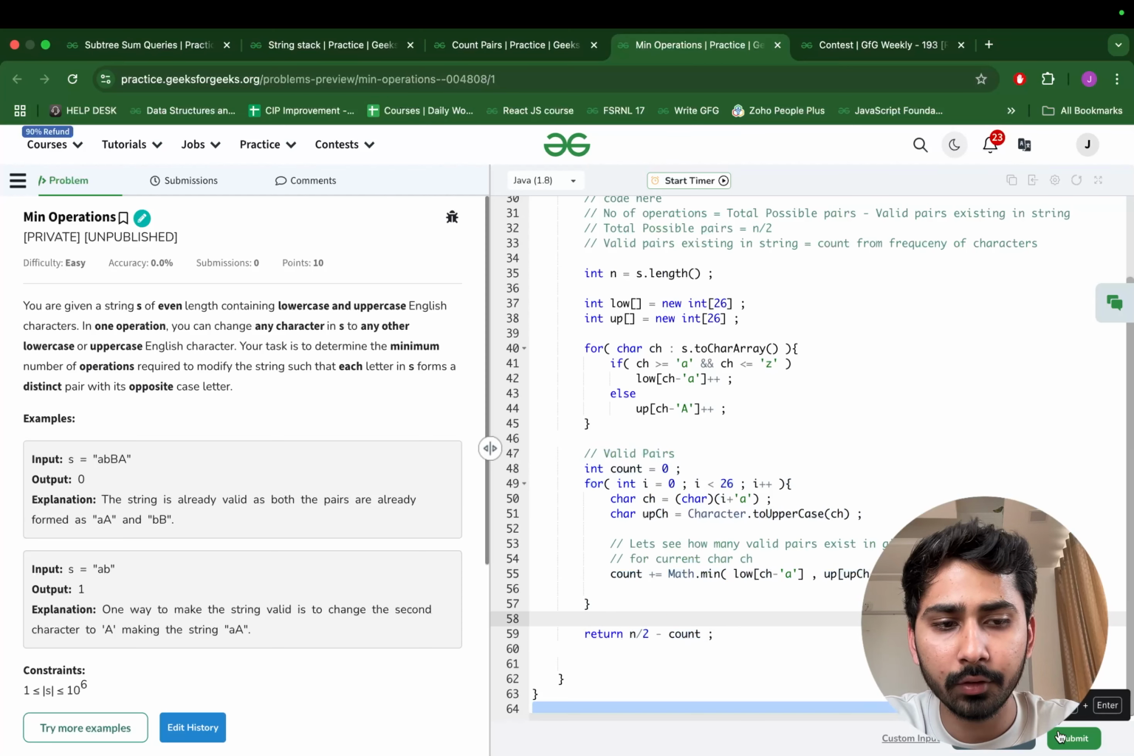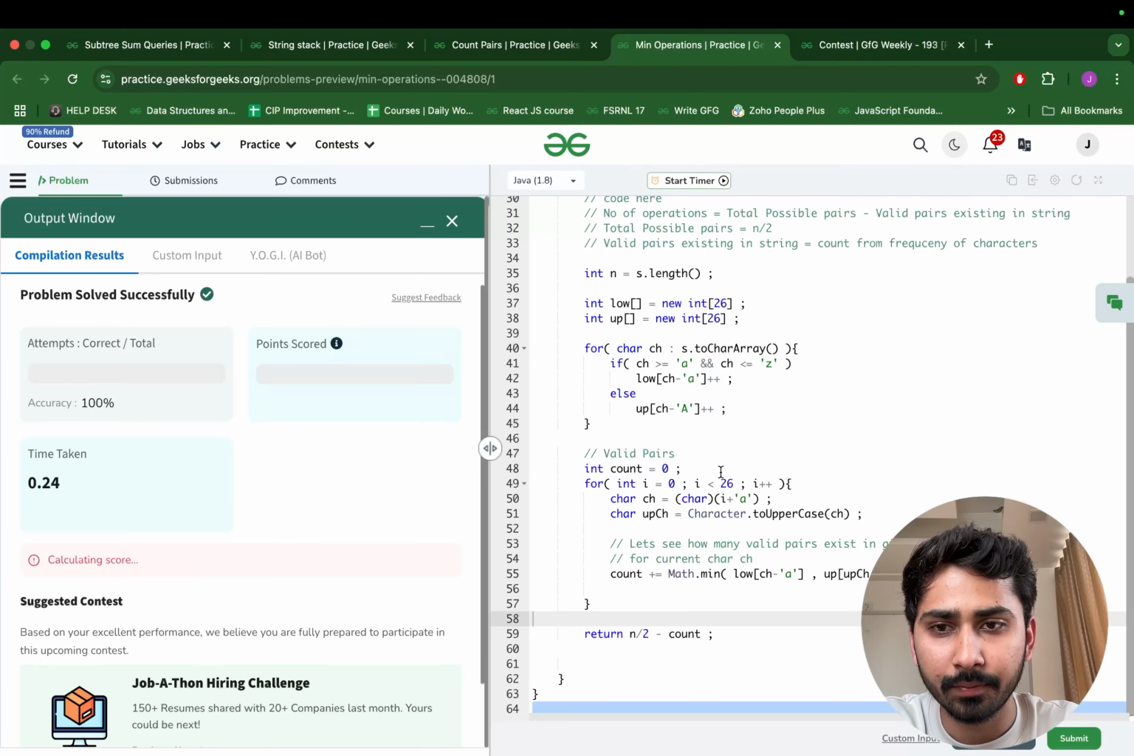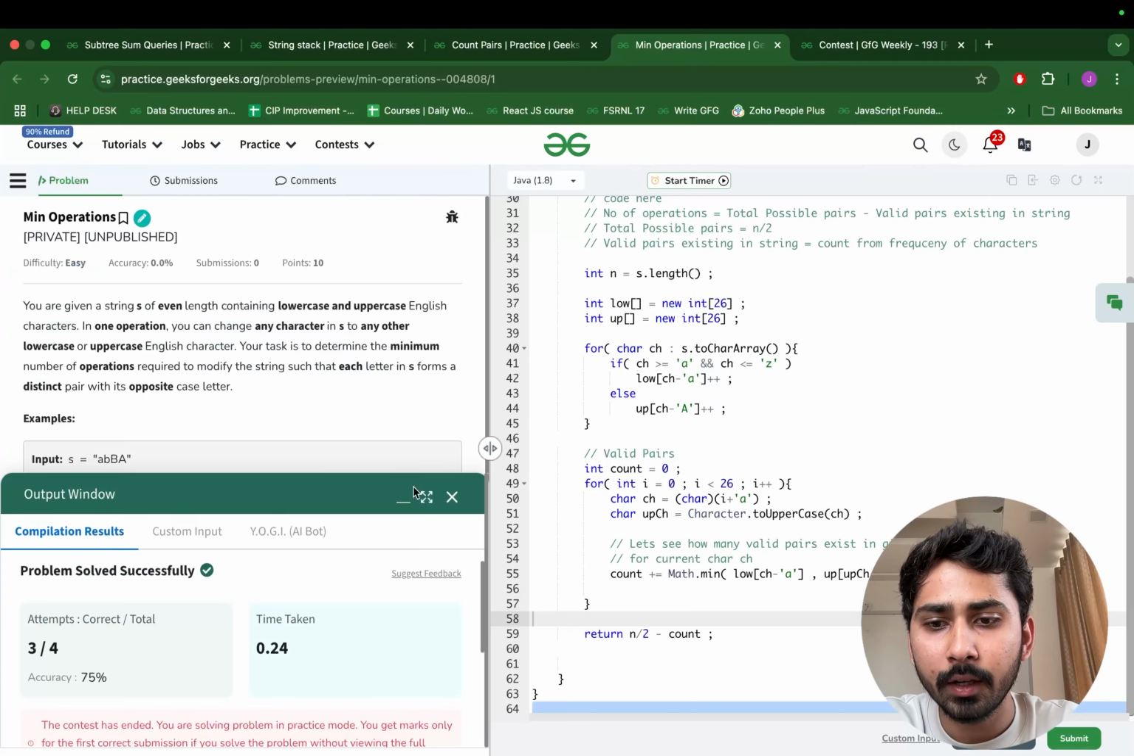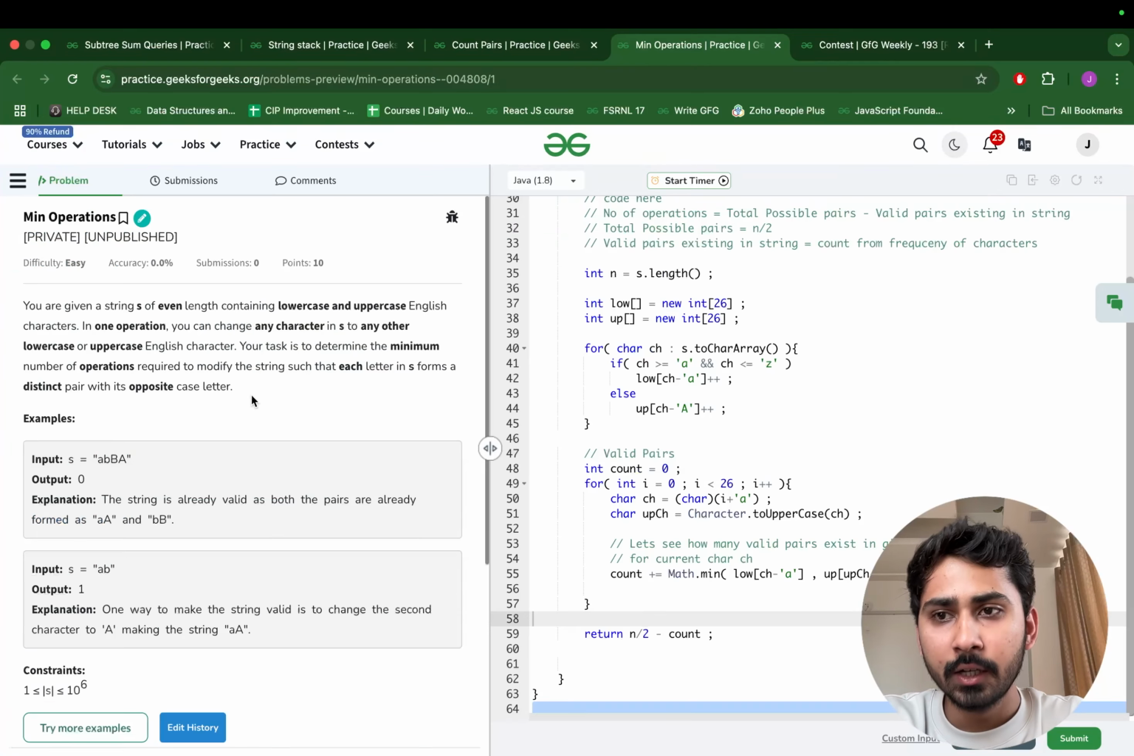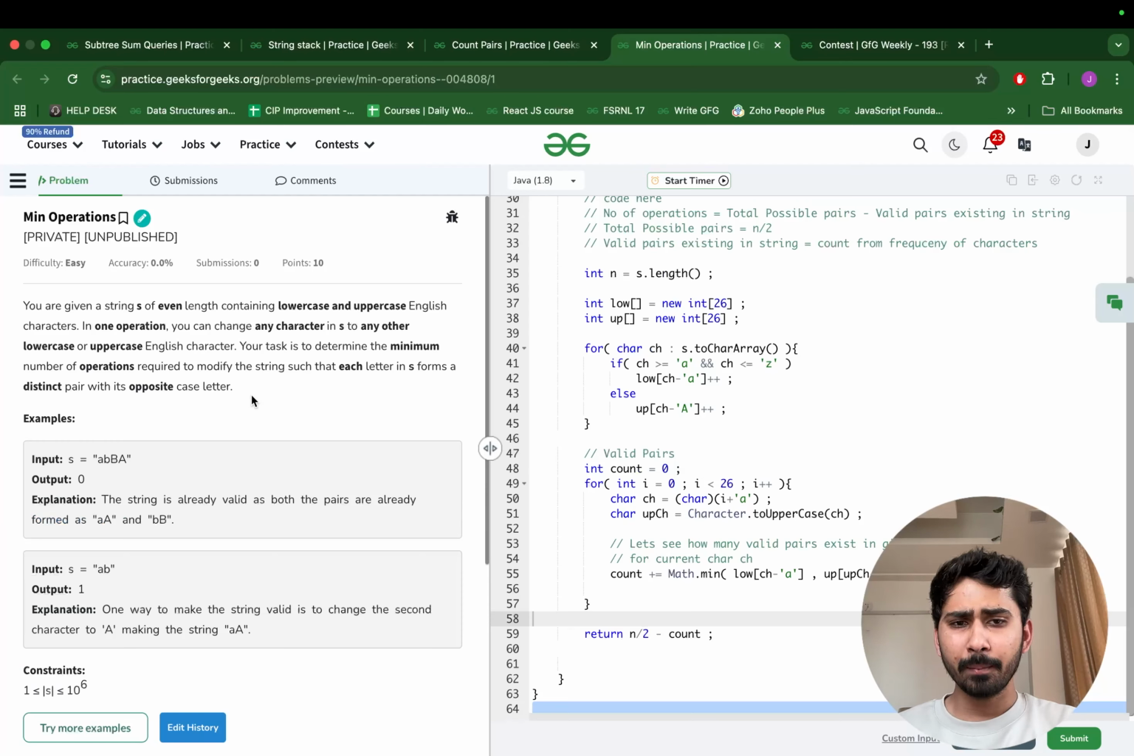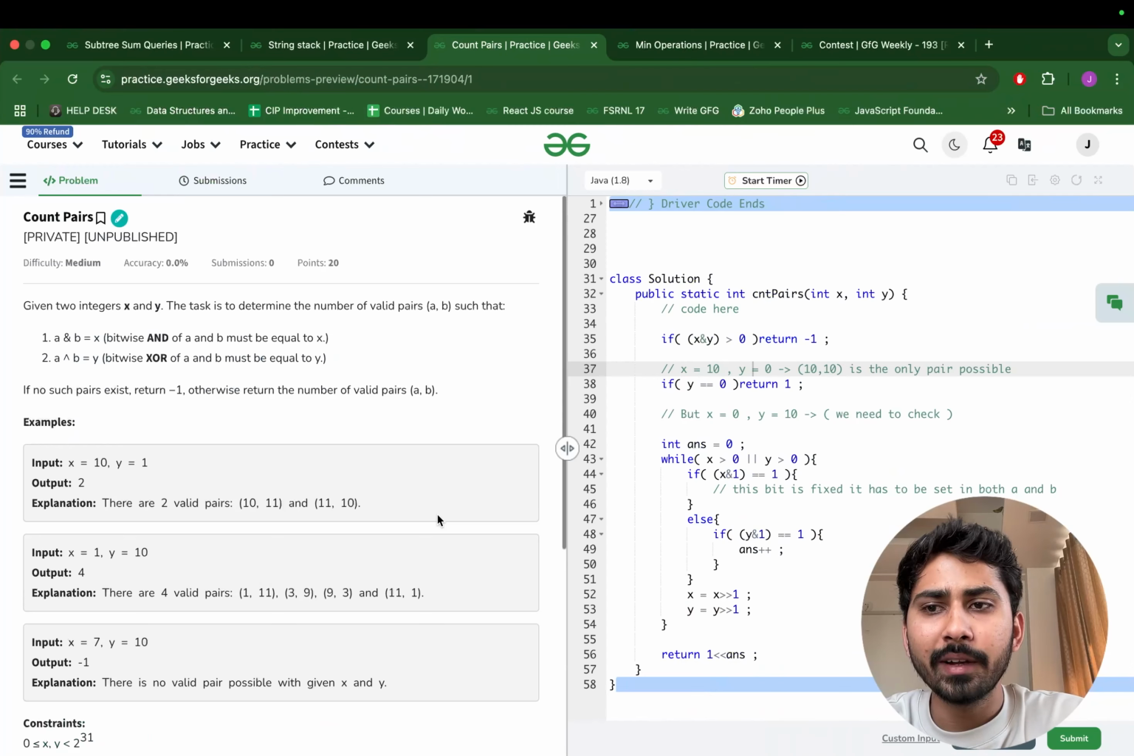Now let's try to submit and see, and we can see that the problem has been successfully submitted. So this was a pretty easy problem, and the intuition was not that difficult to analyze, but how you implement it and find the valid pairs was a little bit intuitive. You need to analyze what will be useful to get the count of valid pairs. Okay, now let's move to the next question.